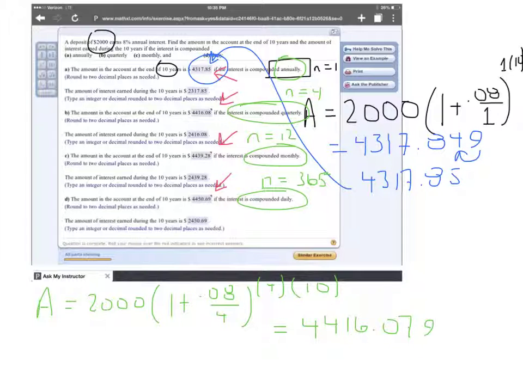So when I plug this into my calculator, I have 4416.079. Now we're going to round this up to the nearest cent, so our answer should be 4416.08, and this is for quarterly.